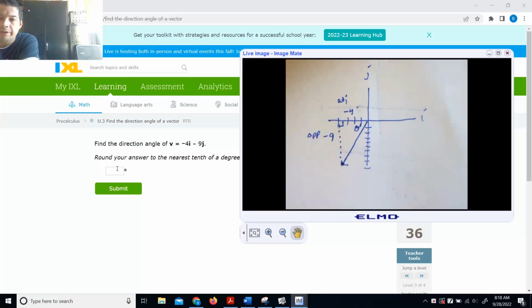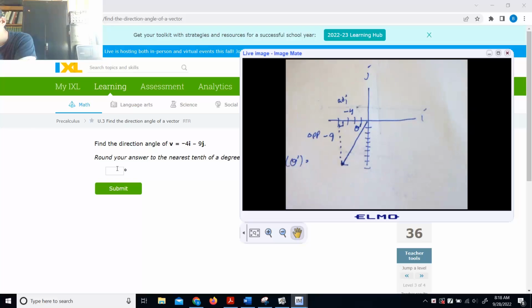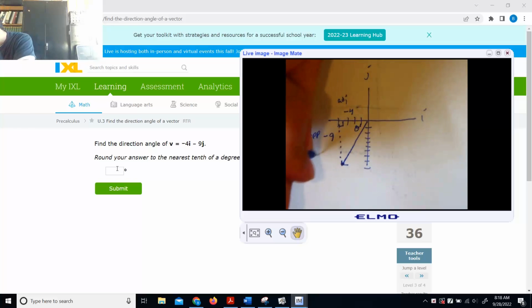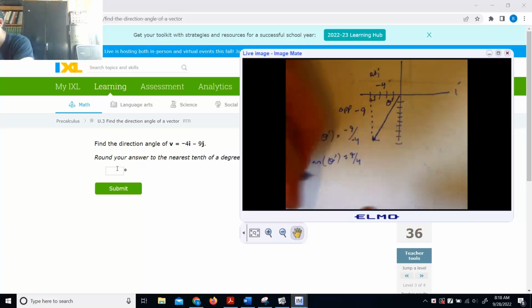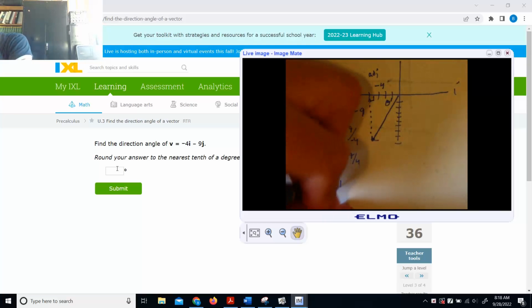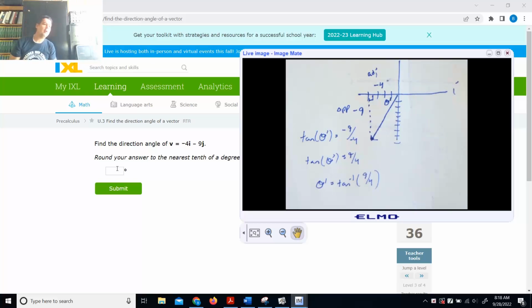I go through my trig ratios, SOHCAHTOA, and I focus on tangent. I know that the tangent of theta prime is negative 9 over negative 4, which is 9/4. If the tangent of theta prime is 9/4, then theta prime is the arctangent of 9/4. Almost all of these use that. So the arctangent of 9/4 has to be done.